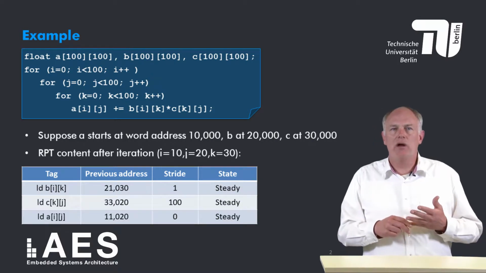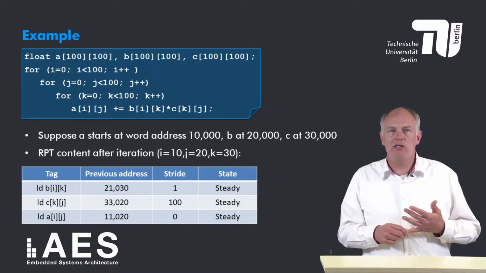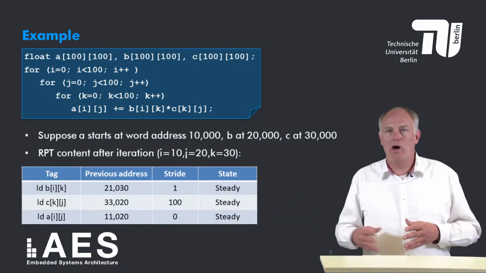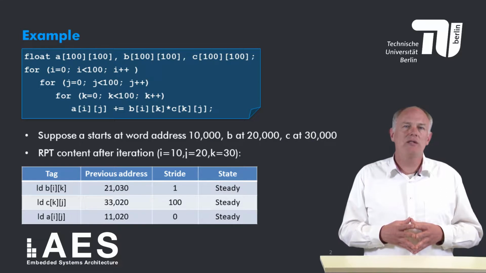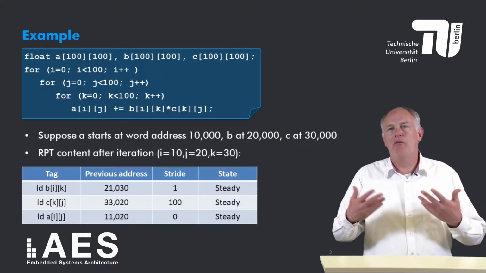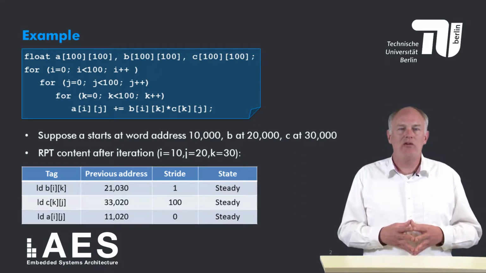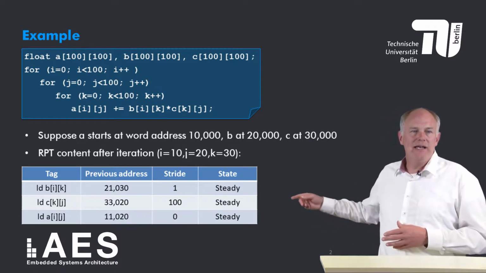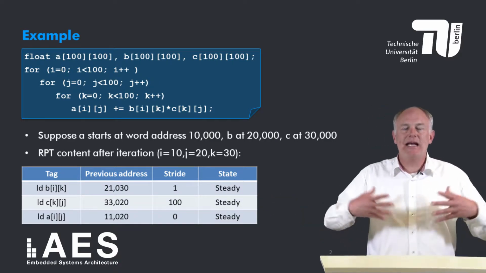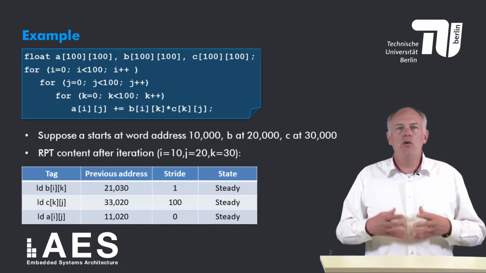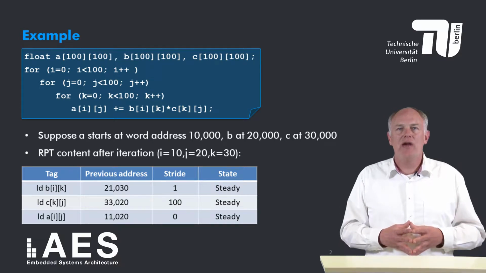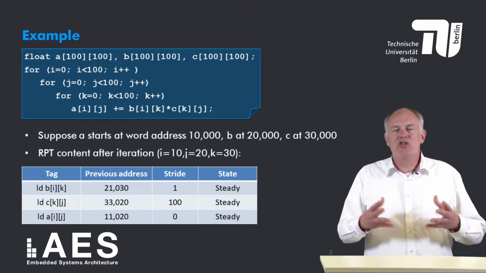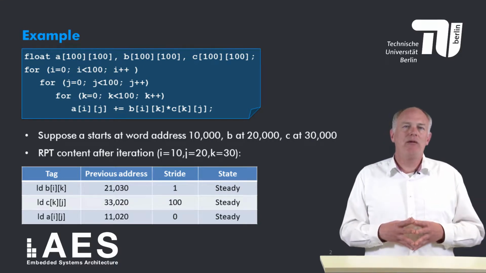B starts at word address 20,000. Row 10 starts at address 20,000 plus 10 times 100, which equals 21,000. And then element 30 of row 10 is located at word address 21,030. Furthermore, the stride is one word since B is accessed along the rows. Notice that I use words for the addresses as well as the stride. To obtain the byte address and the stride in bytes, they need to be multiplied by 4.